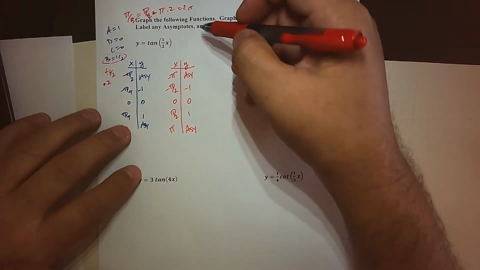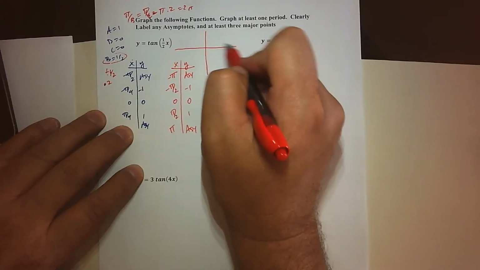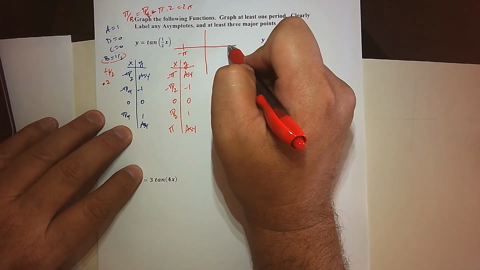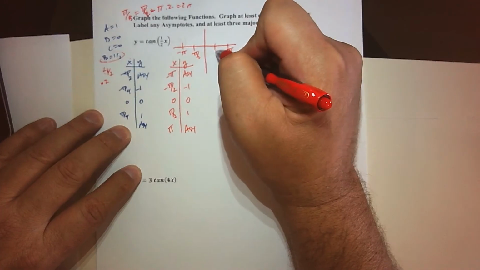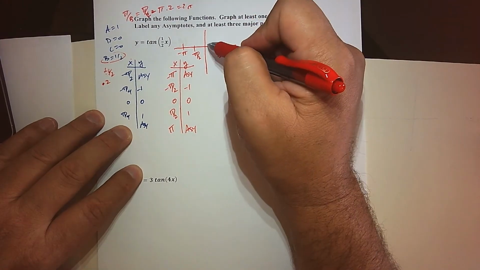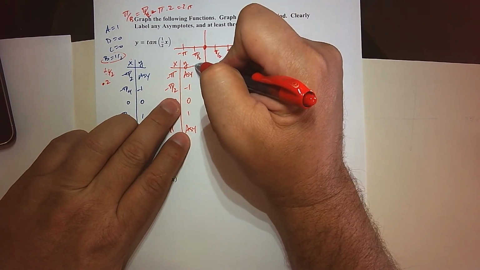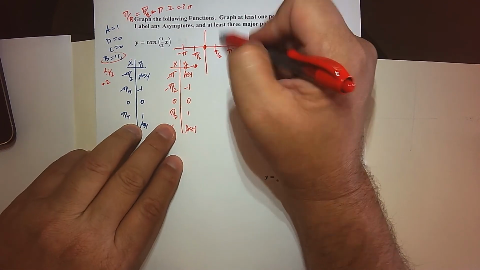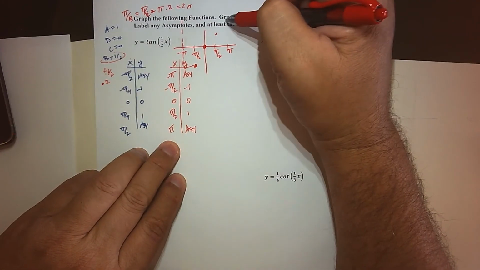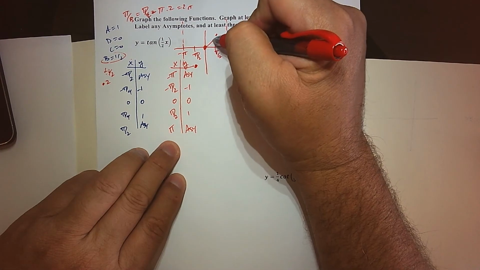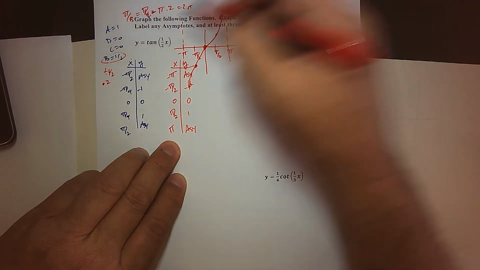As far as graphing this is concerned, we're going to go over here to negative pi, to positive pi, and then negative pi over 2 and pi over 2. We have 0, 0. We have negative pi over 2 and negative 1. We've got pi over 2 and positive 1. And then we know we have asymptotic behavior on each side. So there would be one graph of tangent of 1/2 x.